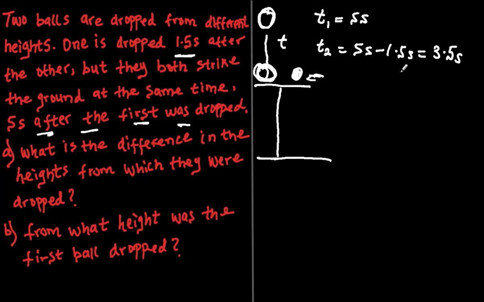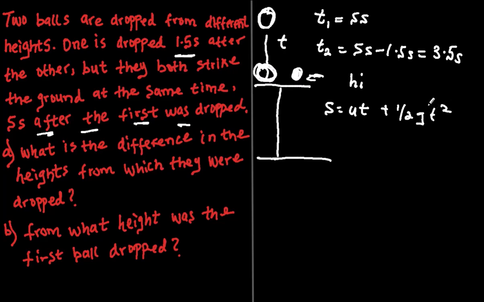So what is the difference in the height from which they were dropped? What we simply do is calculate the height of the first ball, calculate the height of the second ball, and then subtract. So the height of the first ball, let's call it h1. Since they were dropped from rest, the initial velocity will both be 0. So we can just do s equals ut plus half at squared, right?